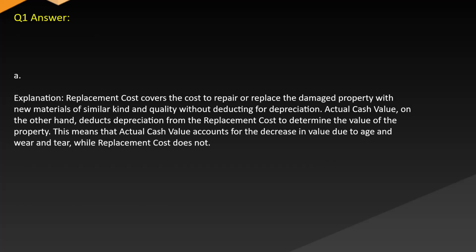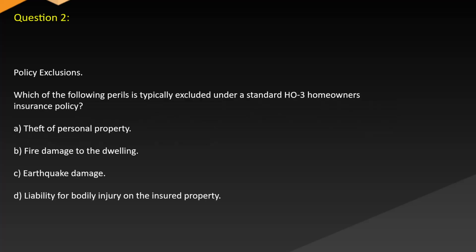Answer A. Explanation. Replacement cost covers the cost to repair or replace the damaged property with new materials of similar kind and quality without deducting for depreciation. Actual cash value, on the other hand, deducts depreciation from the replacement cost to determine the value of the property. This means that actual cash value accounts for the decrease in value due to age and wear and tear, while replacement cost does not.